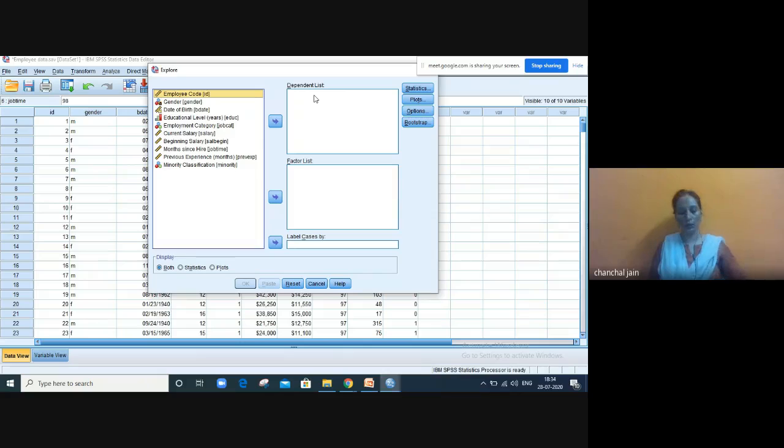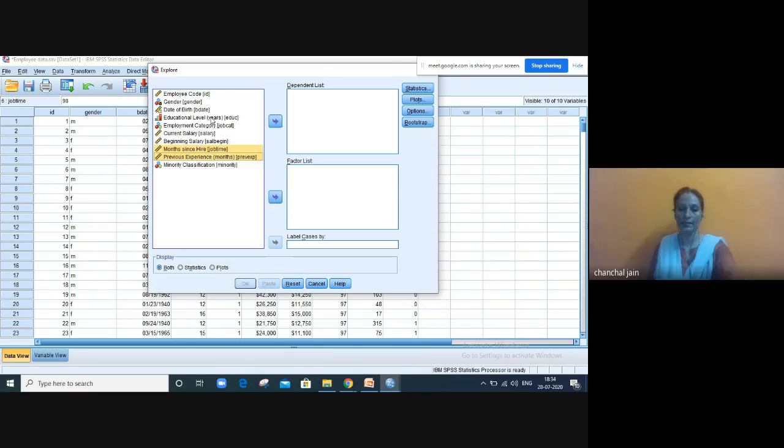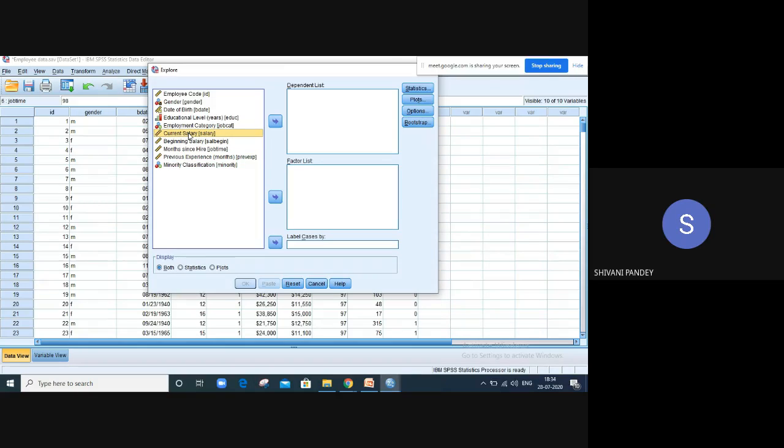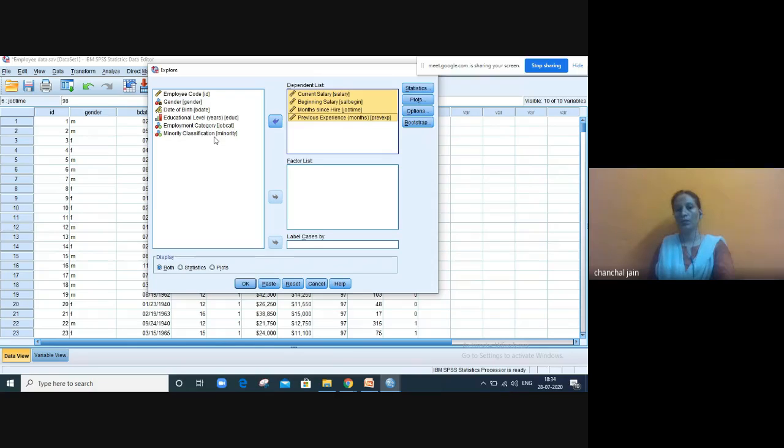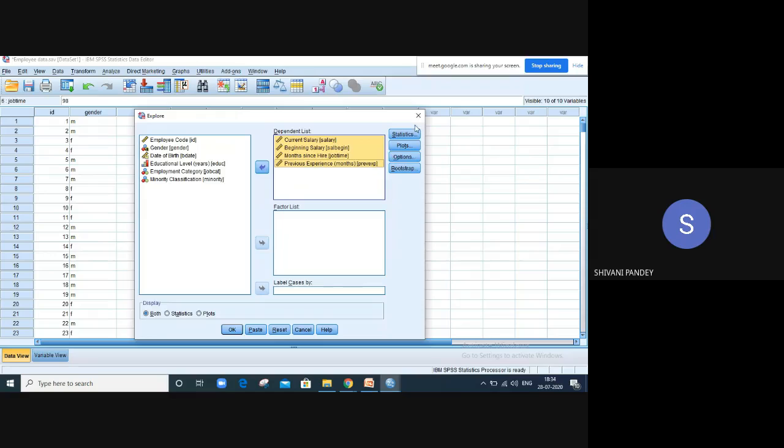Ma'am, one thing you need to keep in mind is to first decide your dependent and independent variables. Suppose Current Salary, Beginning Salary, and Months since Hire are your dependent variables, for example. Then you need to select these with the help of the Shift button. Hold the Shift button and select these variables with your mouse, and then click on this arrow to shift the variables into whichever box you want. Thank you so much, ma'am. Okay, ma'am.